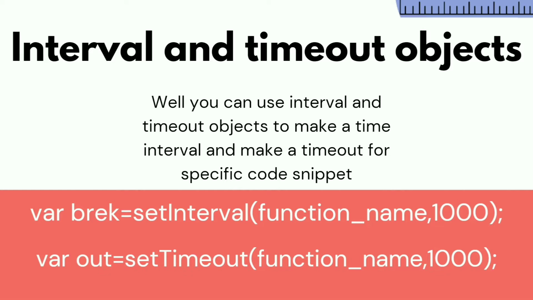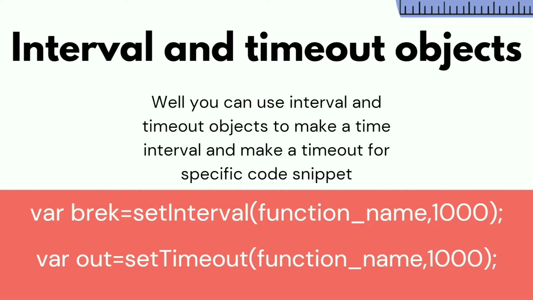First of all, when I mention set interval, function name and 1000, this function is going to be repeated after 1 second. Means after 1 second this function is going to be repeated, and after 1 second it is going to be repeated. And in the function name we have to mention the function name. We have to create a function and we have to name that here, and after 1 second it is going to execute that.